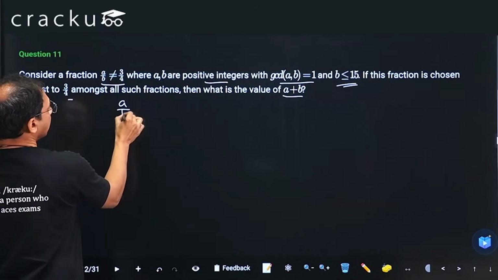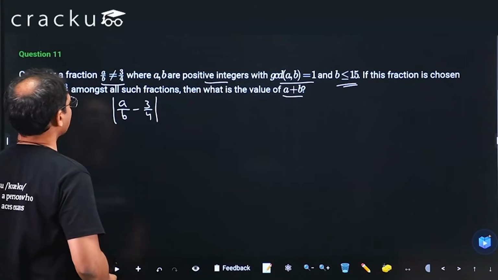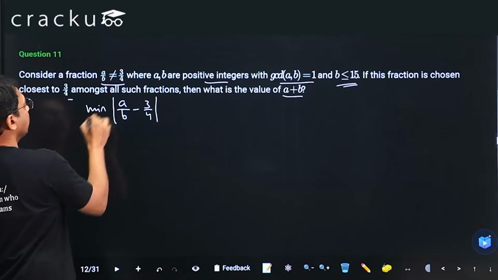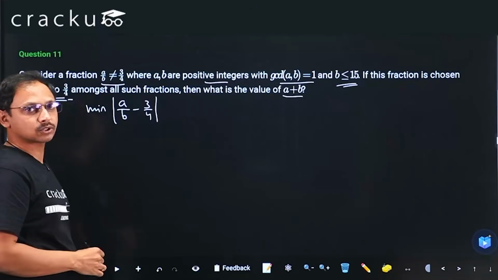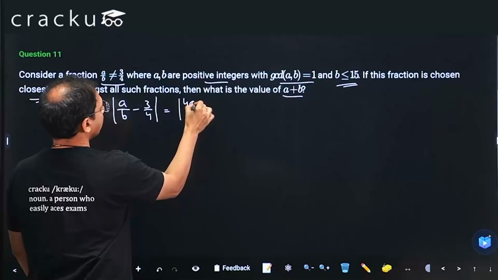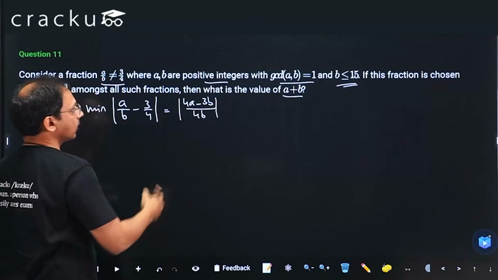So consider the difference a by b minus 3 by 4. This difference should be smallest. We have to minimize this because it has to be closest to 3 by 4. I can write this as 4a minus 3b by 4b. Now I have to minimize this.